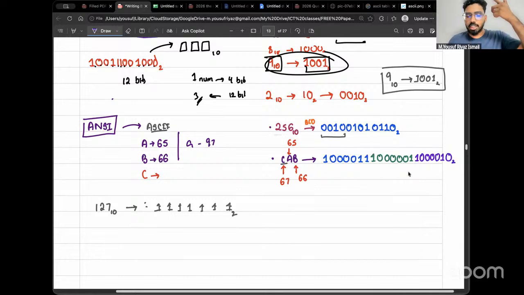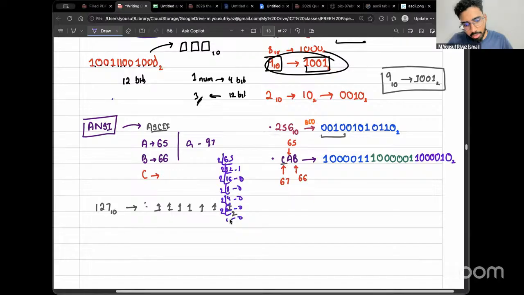Again, I'm doing the calculation in my mind, but indirectly what I'm doing is take 65, divide by 2, 32, 1 remains; divide by 2, 16, 0 remains; divide by 2, 8, 0 remains; divide by 2, 4, 0 remains; divide by 2, 2, 0 remains; divide by 2, 1, 0 remains; divide by 2, 0, 1 remains. And write the remainders from bottom to top. The same division I did in my mind here and got the answer.